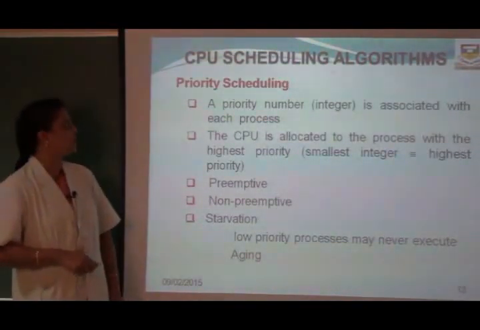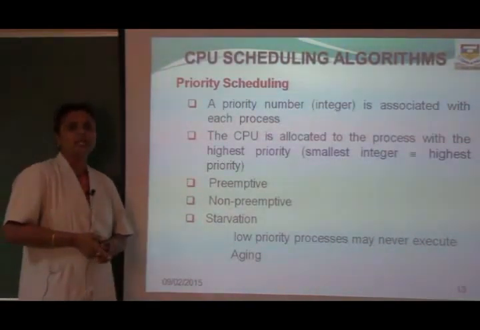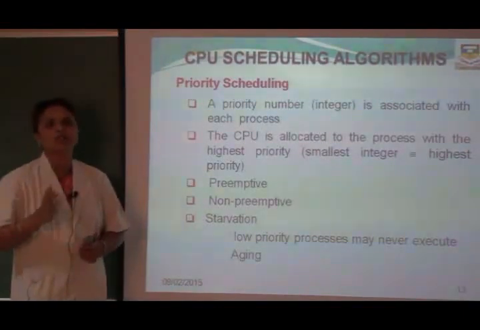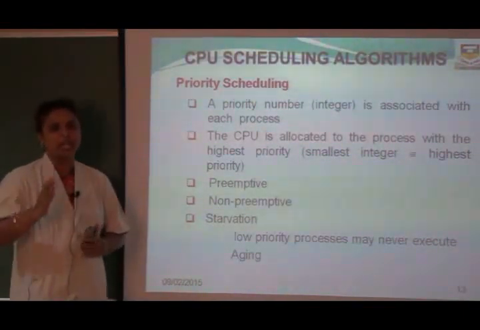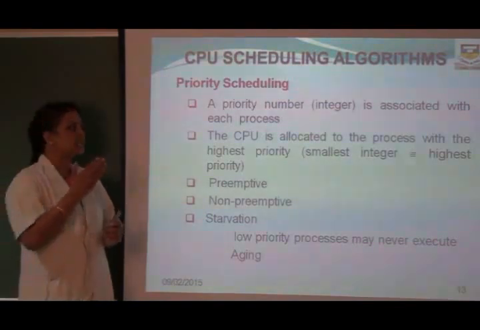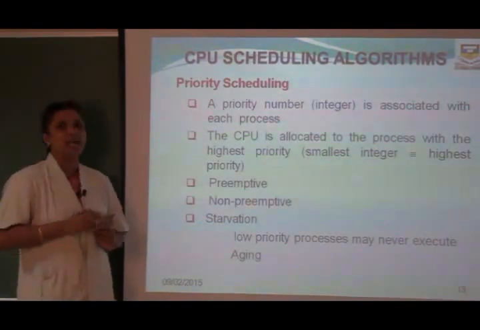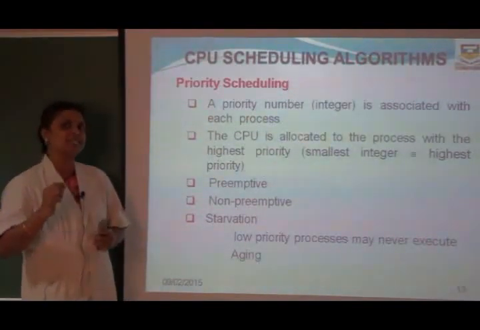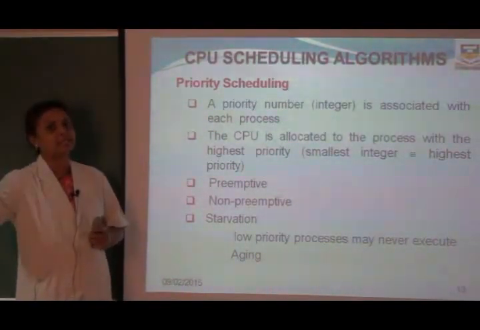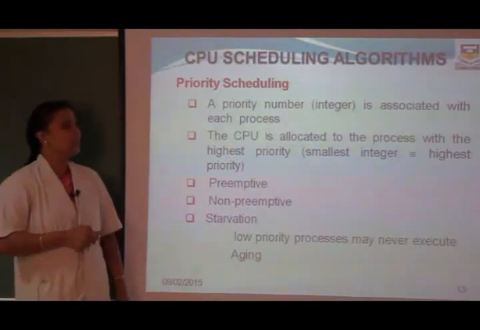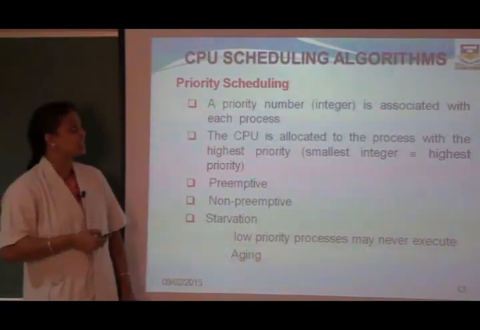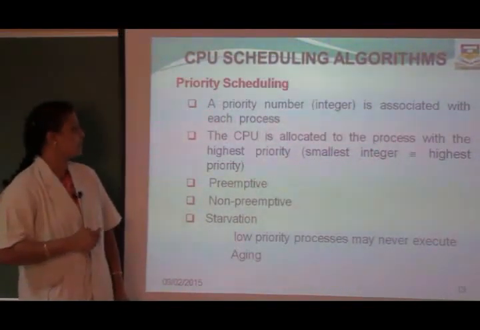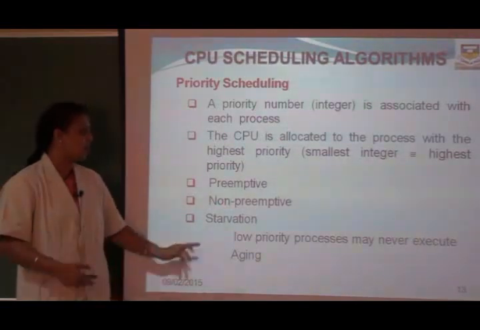The next scheduling algorithm is priority scheduling. In priority scheduling, with each and every process, a priority is also given. For every process, a priority is assigned, represented here as an integer number. A process with the smallest integer number represents the highest priority process. So the process with the highest priority gets the CPU first. This also supports both preemptive and non-preemptive scheduling.